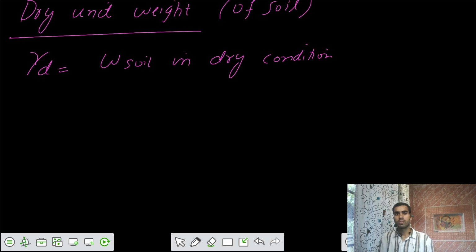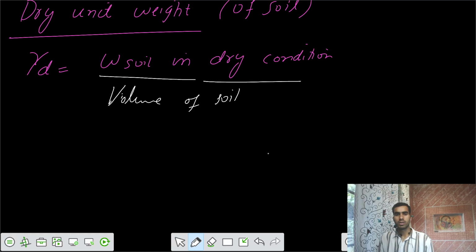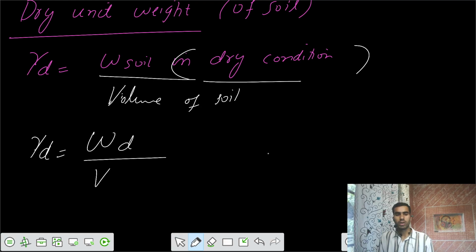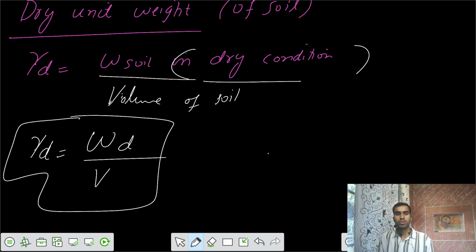After that, we can have this condition that we write as dry unit weight. So this is also weight of the soil, but under the dry condition. When we have dried that soil specimen, we say this is your gamma D. So weight of soil in dry condition divided by total volume of the soil. We can write it as gamma D equals weight of the dry soil divided by volume of the soil.